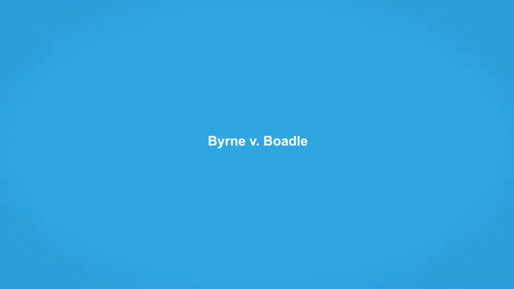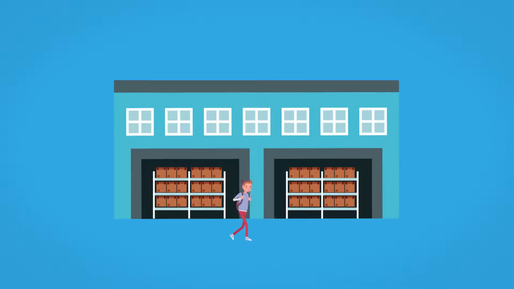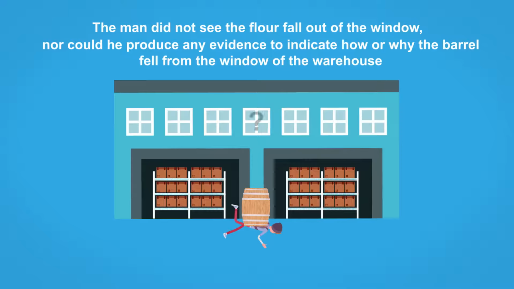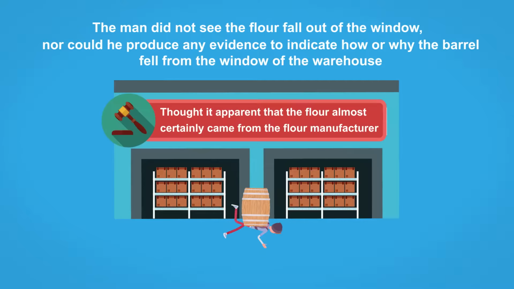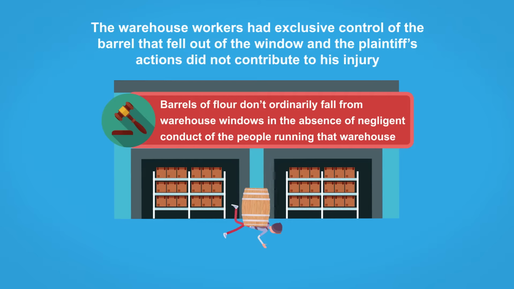For example, in a famous English case, Byrne v. Boadle, a man was walking on a sidewalk outside of a flour warehouse when a barrel of flour fell from a warehouse window. The man did not see the flour fall out of the window, nor could he produce any evidence to indicate how or why the barrel fell from the window of the warehouse. Still, the court thought it apparent that the flour almost certainly came from the flour manufacturer. Moreover, barrels of flour don't ordinarily fall from warehouse windows in the absence of negligent conduct of the people running the warehouse. The warehouse workers had exclusive control of the barrel that fell out of the window, and the plaintiff's actions did not contribute to his injury.